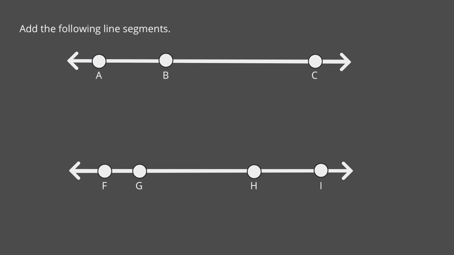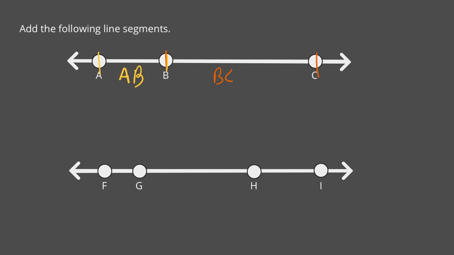In the previous video, we talked about what lines, rays, and line segments are. In this one, we're going to talk about how we can add line segments together. For our first line, line ABC, we actually have two segments. The first segment is segment AB, and the second segment is segment BC. And you can tell based on the way the points are labeled.